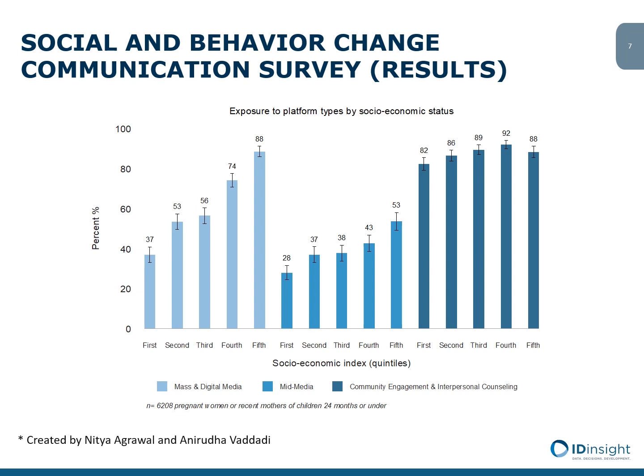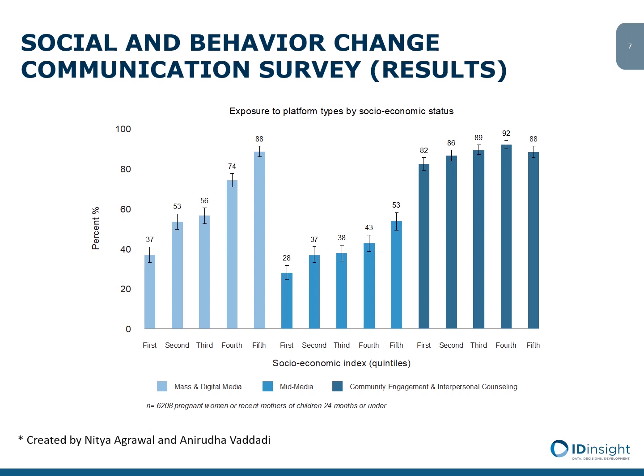Through this program, messages about health and nutrition for pregnant women and recent mothers were delivered through 21 different platforms, which can be grouped into 3 broad types: digital media, such as Facebook, WhatsApp, and TV, mid-media, such as audiovisual vans and posters, as well as community-based events organized by community health workers. In this graph, we show exposure to any platform within each of the 3 broad types of platforms by socioeconomic quintiles. I think this graph tells an interesting and visual story.